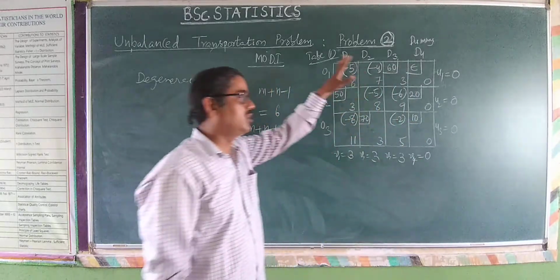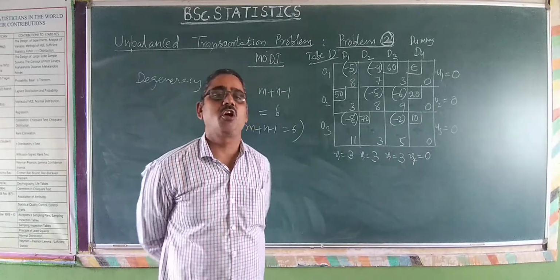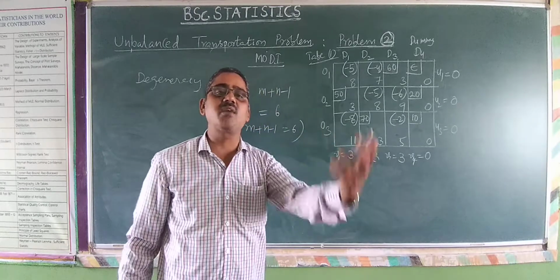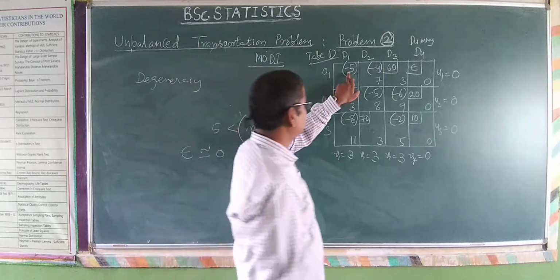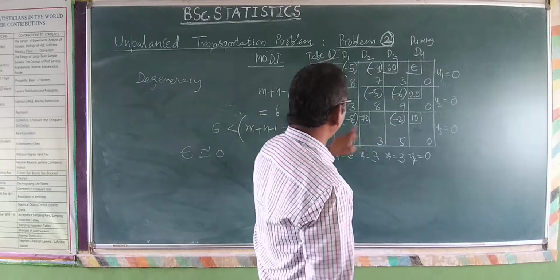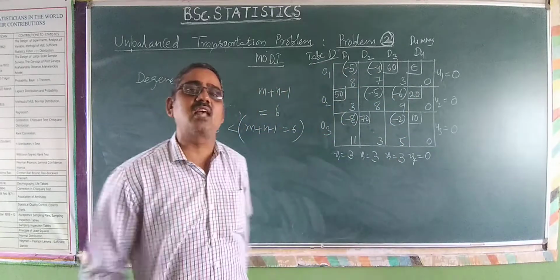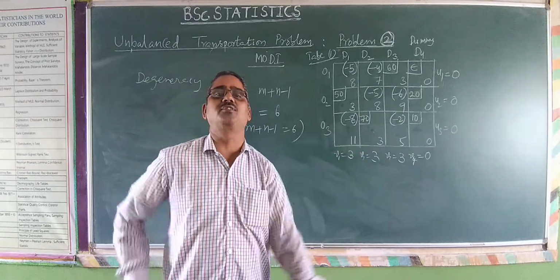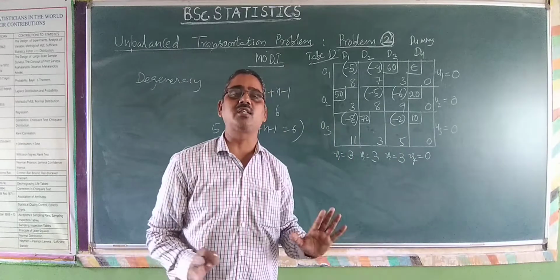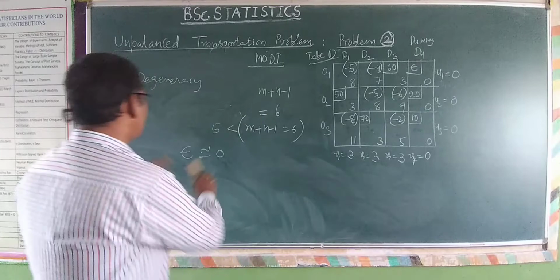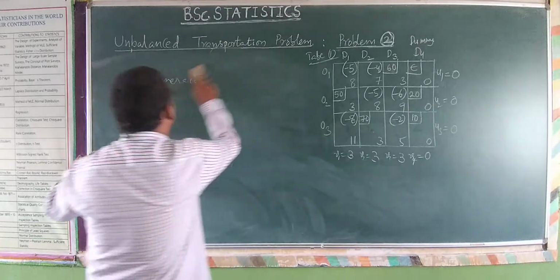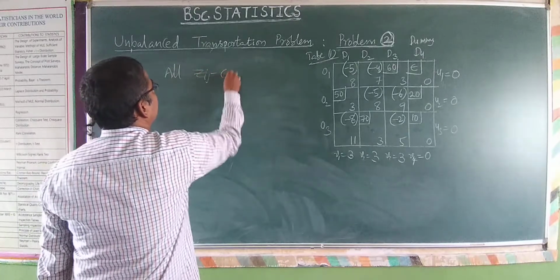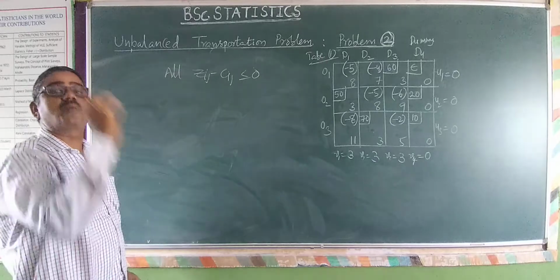After calculating, all net evaluations have been determined. Now, after calculating net evaluations, what do you have to do? We have to observe the sign of all net evaluations Zij minus Cij: minus, minus, minus, minus, minus, minus. So if all Zij minus Cij are less than or equal to 0, the current solution is an optimum solution. So therefore, we can stop this procedure because the optimum solution is obtained. Since all Zij minus Cij are less than or equal to 0, the current solution is optimum solution.